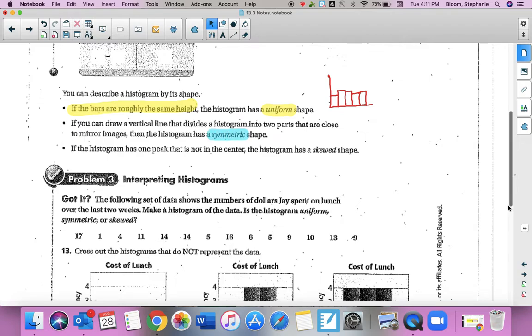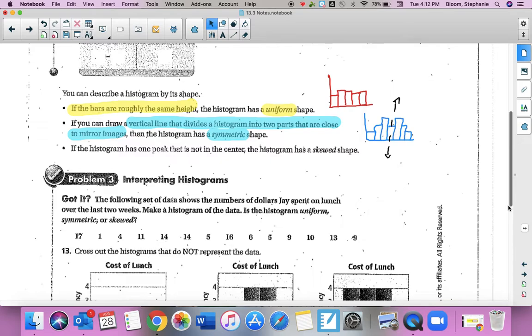If it is symmetric, it's just like what that word means. Symmetric, if I take a vertical line and divide it into 2 parts, they are close to mirror images of each other. So it might look like this. So if I drew a vertical line through here, these 2 sides look almost like mirror images of one another.